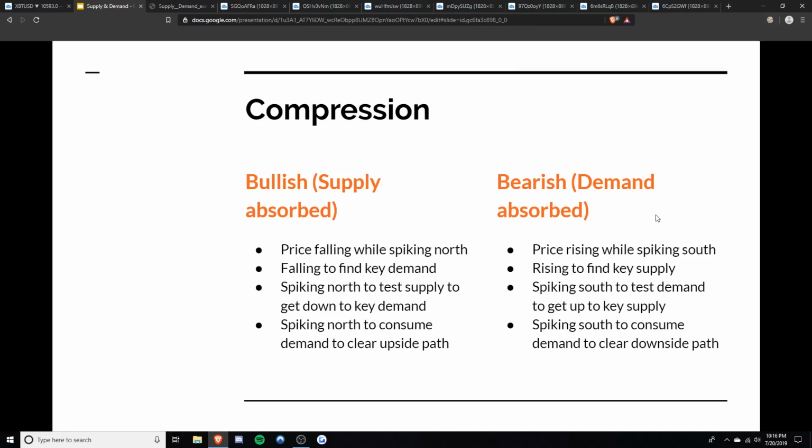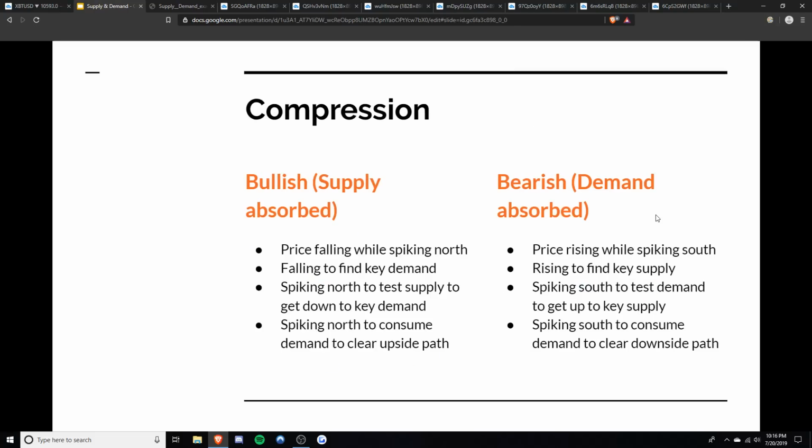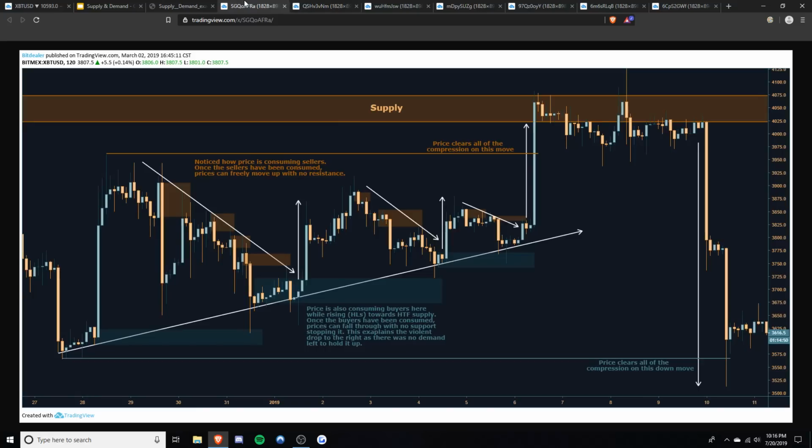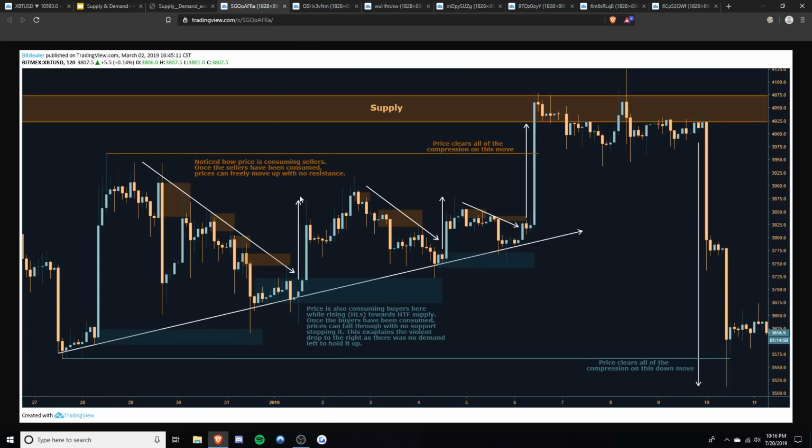So let's go ahead and look at the examples. I was like, what happened to my examples? I think I have them right here. So I have two different examples here. This first one shows compression, bullish and bearish compression, consuming supply and demand, and I'll show you what I mean by that. This is from March 2nd, so it's a pretty old example, but it's a great example of how compression works.